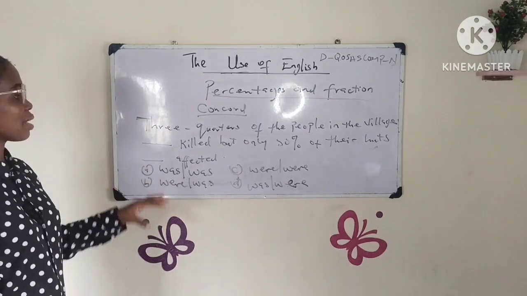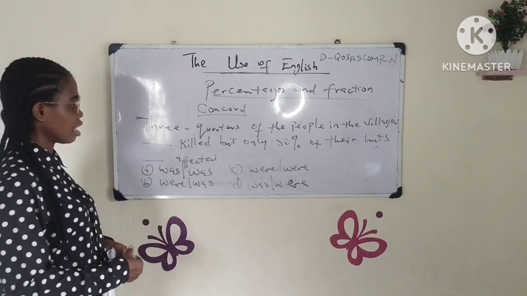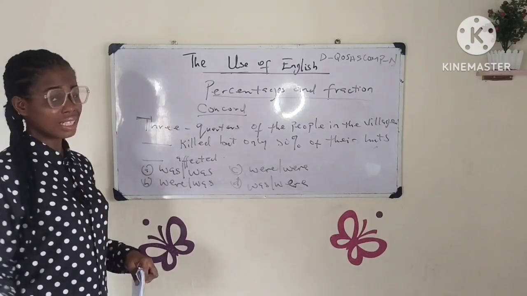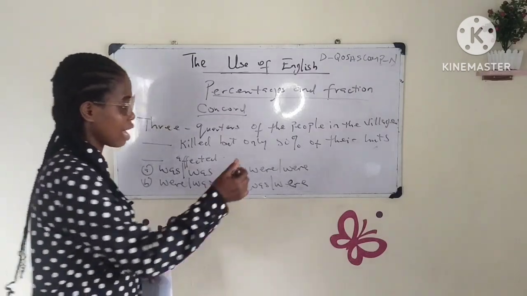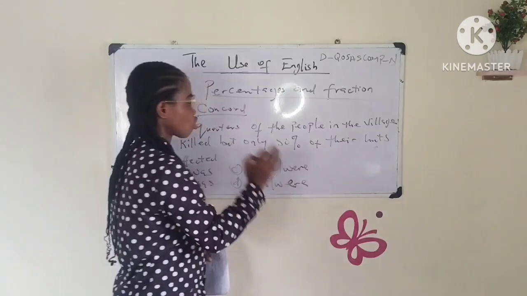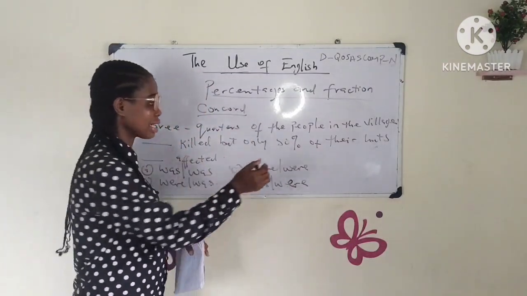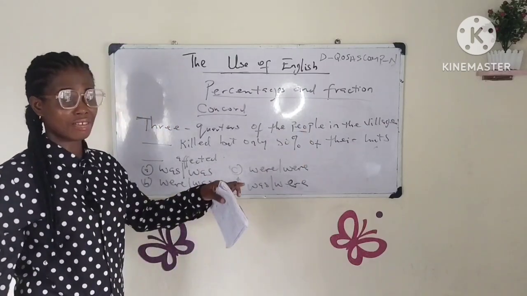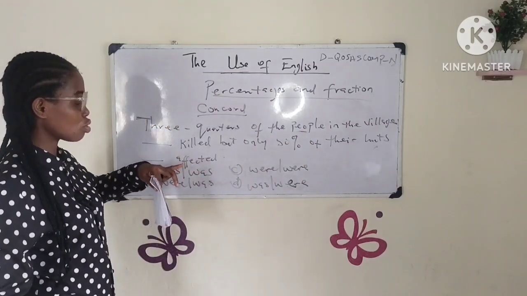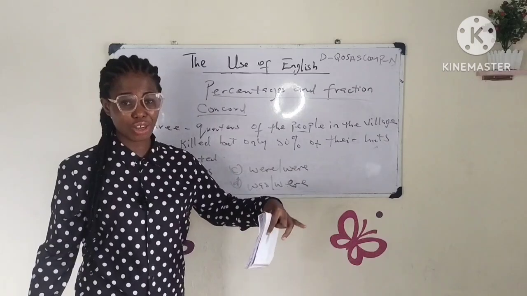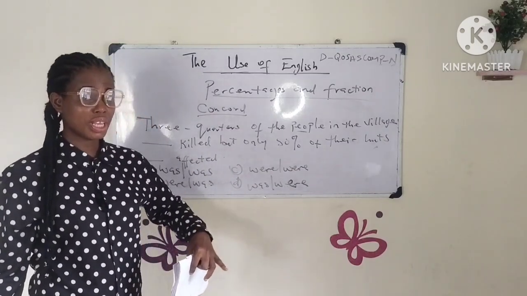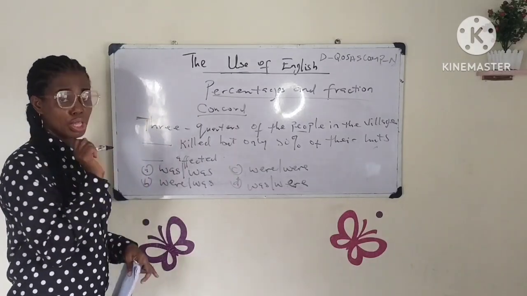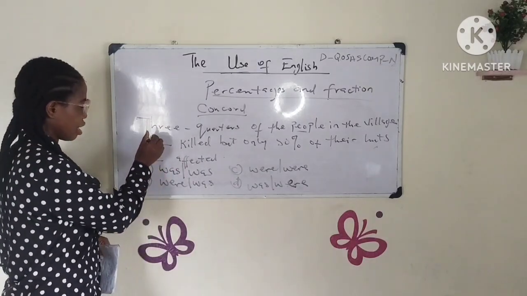Now let's see. 3/4 of the people in the village. What comes immediately after 3/4? We have two nouns: people and village. You're going to look at the one that comes immediately after the fraction. People is the one that comes after the fraction, so you're going to focus on people. Is it singular or plural? People is plural, so you're going to make sure that the verb here is plural as well.